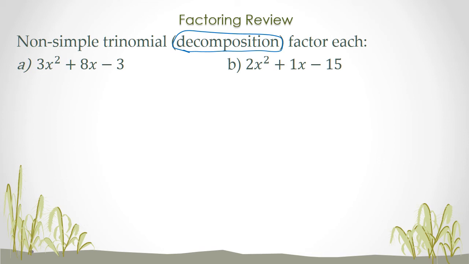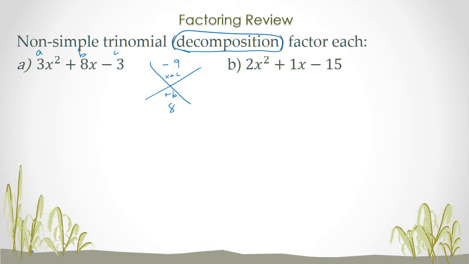So here's what you do. I'm going to make this little x, and I'm going to write times AC and adds to B. So I want two numbers that multiply to AC and add to B. So let's multiply A times C. And again, there's A, there's B, there's C. 3 times negative 3 is negative 9. It's got to add to 8. What two numbers multiply to negative 9 and add to 8?